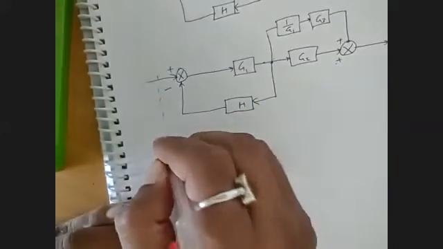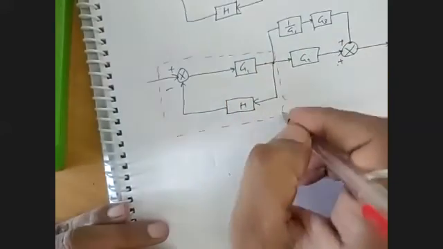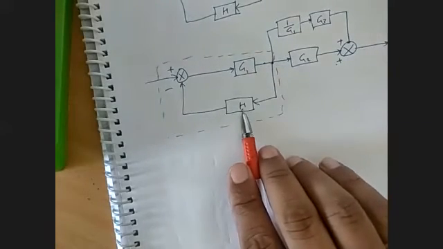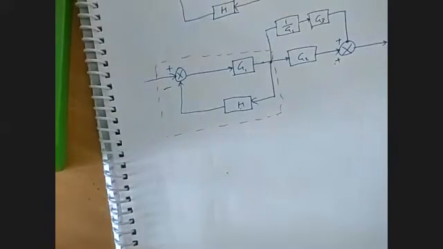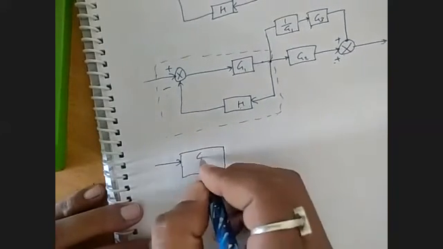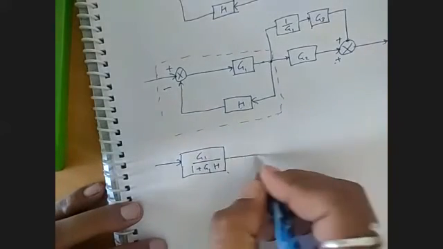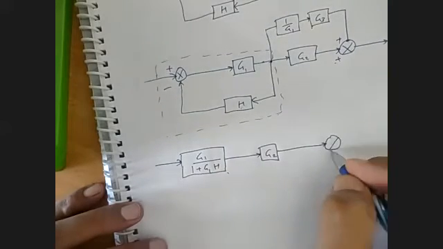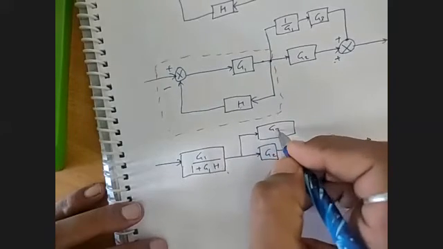So you can see now this will become your basic block. This is your basic block, and this can be converted into one block. So that will become G1 upon 1 plus G1 into H. And this is your G2. And combining the series, that will become G3 by G1.